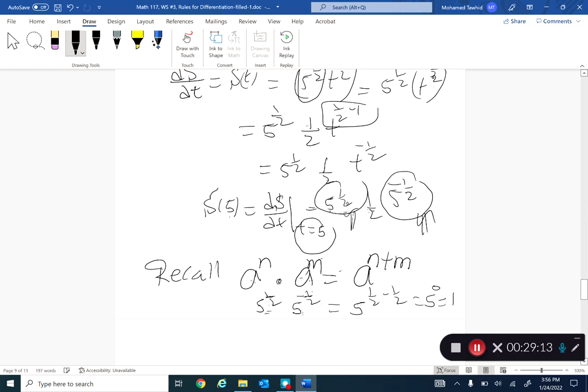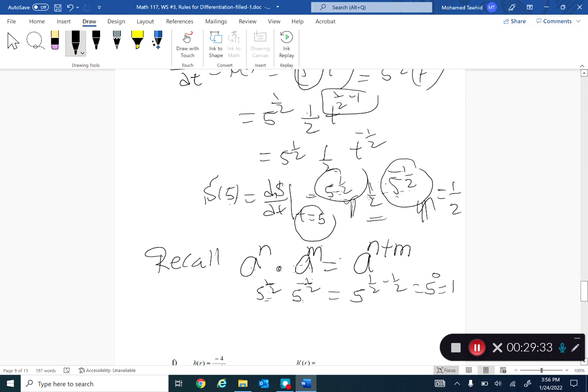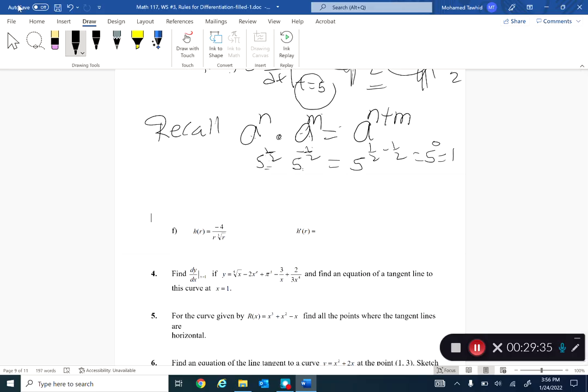So if I go back here, if I replace 5, this together is 1. So what do you have left inside? 1 over 2. Because when I combine 5 to the power 1 over 2 with 5 to the power negative 1 over 2, you get 1, the whole thing multiplied by 1 over 2. So that is what you have. Alright. So now I solve maybe another one.